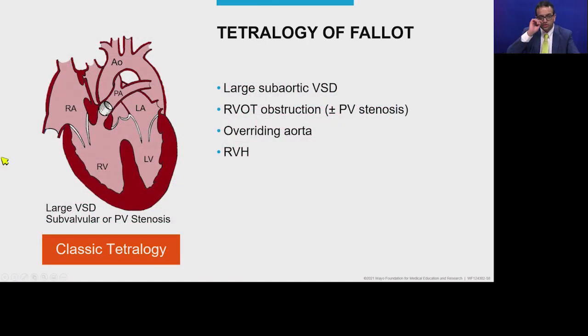So let's look at tetralogy of Fallot. What happens here is that there is a defect in the infundibular septum that results in pushing away of this septum, or this tissue, more anteriorly. That causes obstruction of the right ventricular outflow tract. And any obstruction is going to cause pressure overload. That's why there is right ventricle enlargement and hypertrophy. And then there is overriding of the aorta.